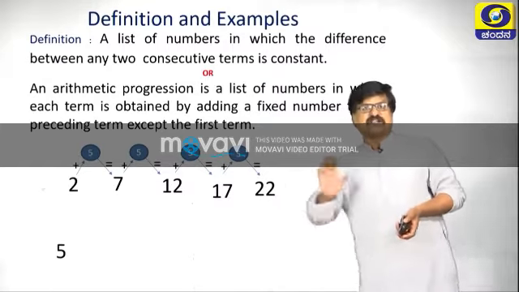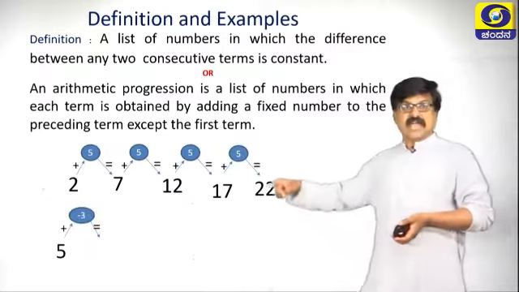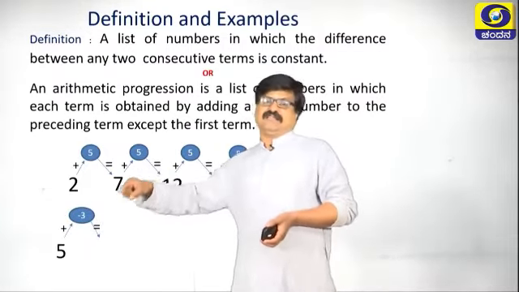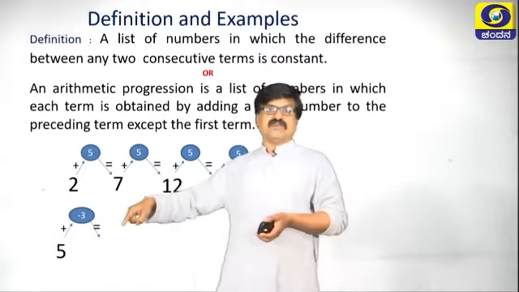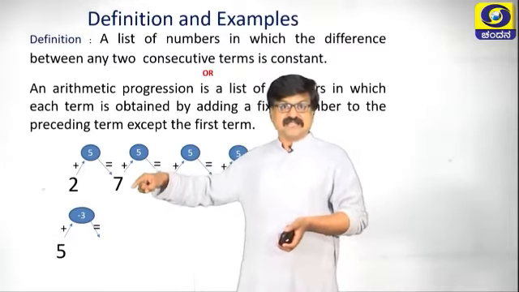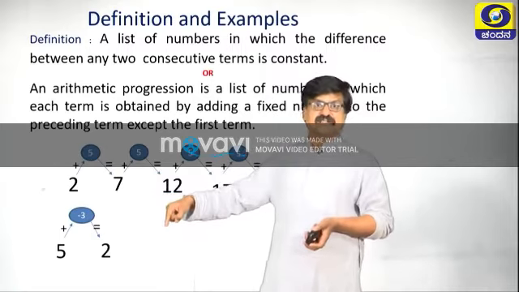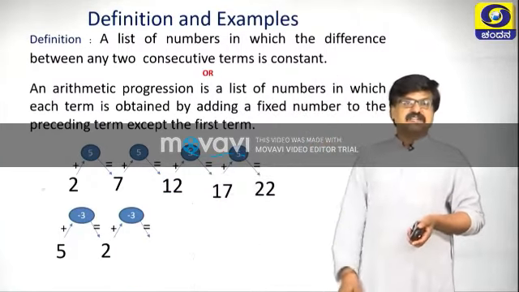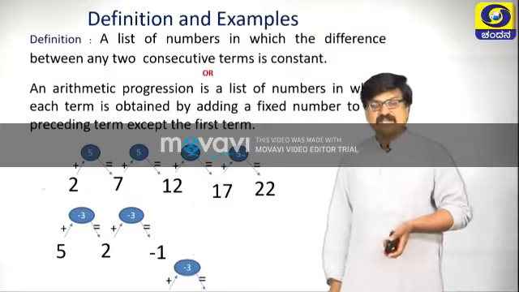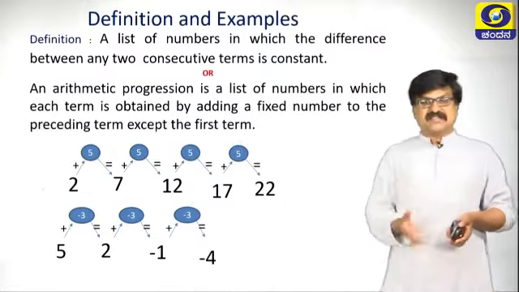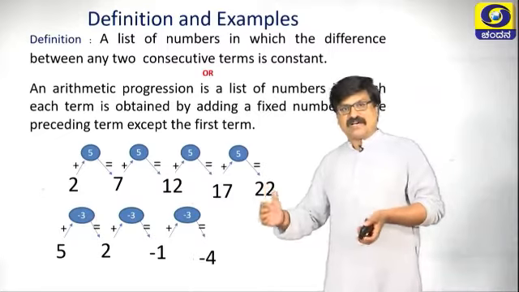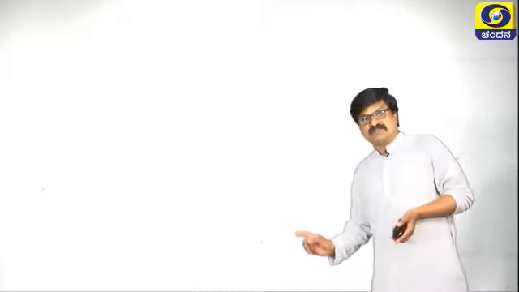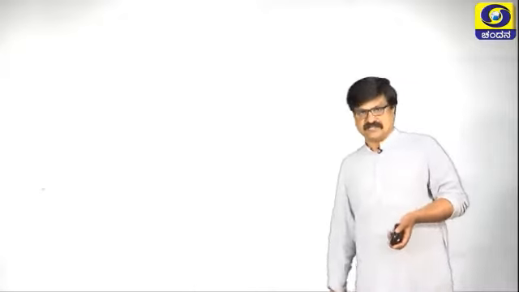Let us take one more example now. See, adding means you can add any kind of number here. See, for 5 I am adding minus 3, the new number is 2. For this 2, if you add minus 3, the new number is minus 1. Similarly, if you add minus 3 to the obtained number, we are getting a list of numbers. This list of numbers gives the arithmetic progression.